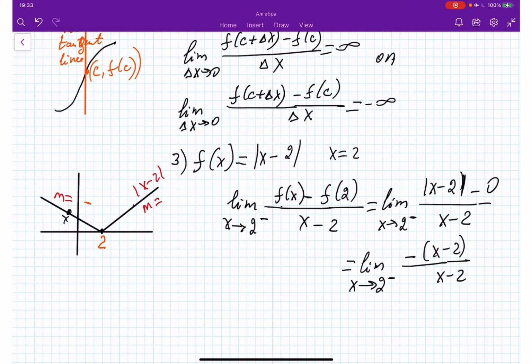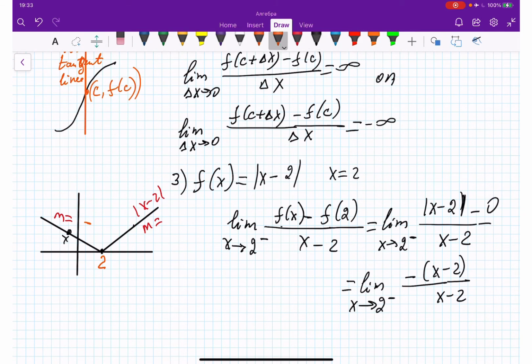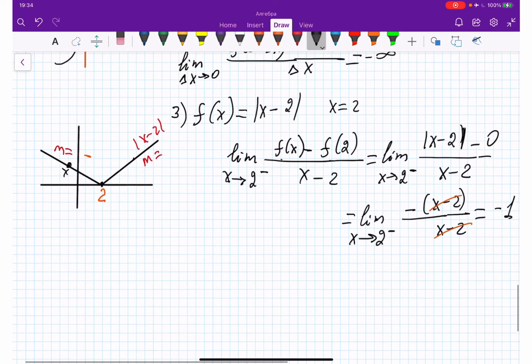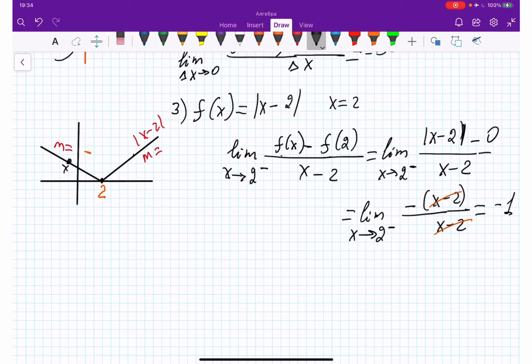This is going to be gone, and I'm going to get the limit as negative 1. Derivative from the left. Okay? Now let's take the derivative from the right.